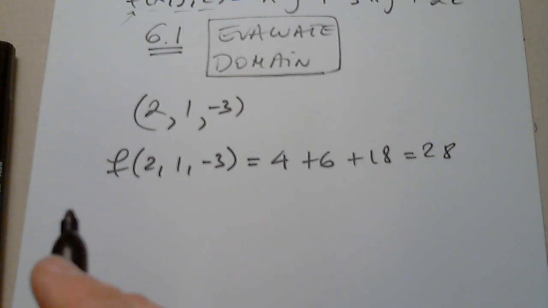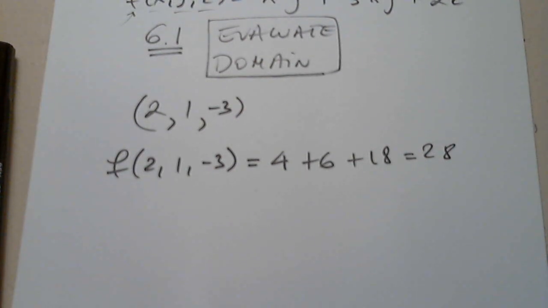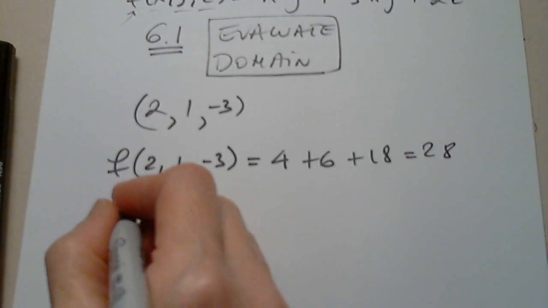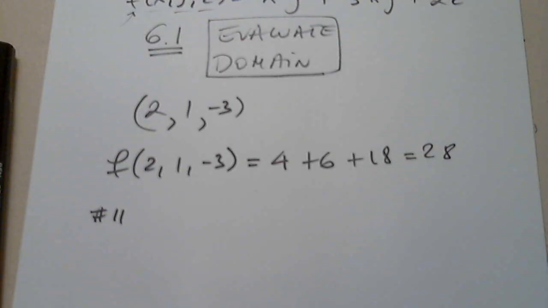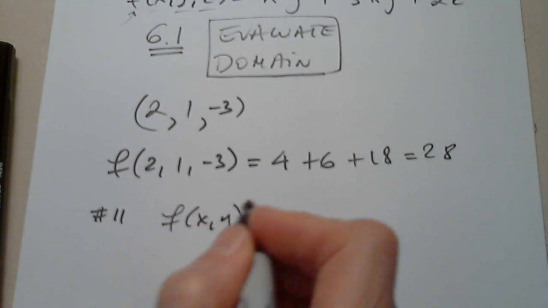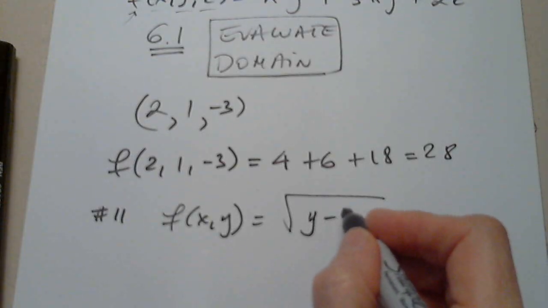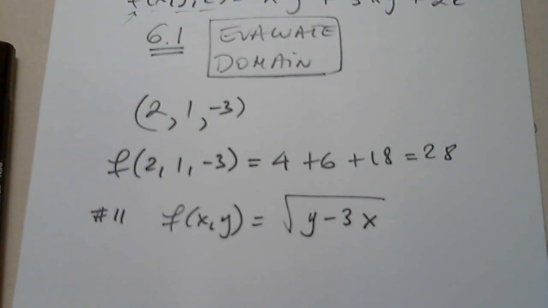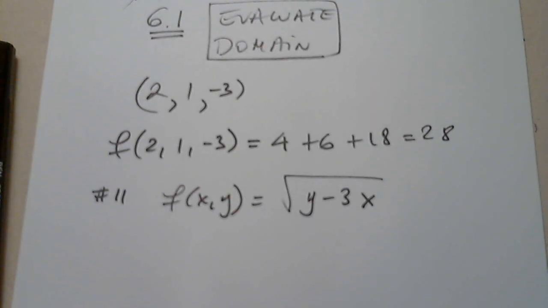Now, concerning the domain, what do I have to do to write the domain? So here's an example. It's number 11. So we have a function of x comma y, just two variables, the square root of y minus 3x. And we're asked to find the domain of this function. Okay, so what do I have to state? We've been doing this for 3 months. What is the statement that I have to write and solve?